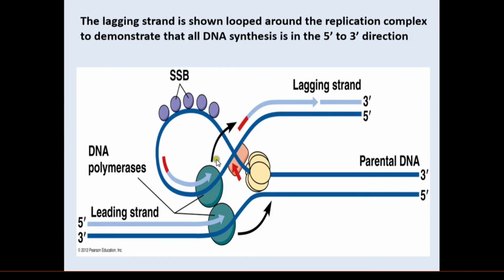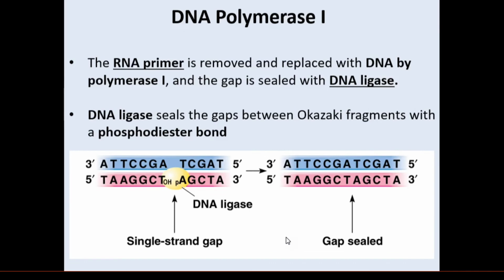DNA polymerase 1: the RNA primer is removed and replaced with DNA by DNA polymerase 1, and the gap is sealed with DNA ligase. DNA ligase seals the gap between Okazaki fragments with a phosphodiester bond. The phosphodiester bond is formed by DNA ligase and the gap is sealed.